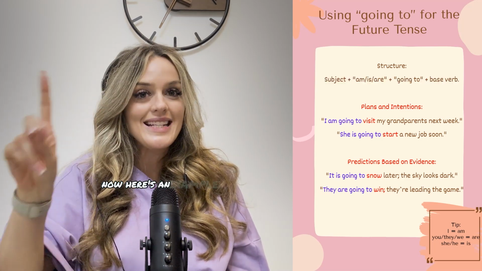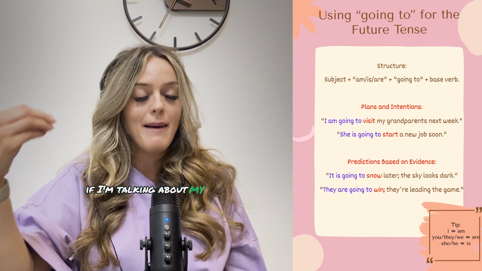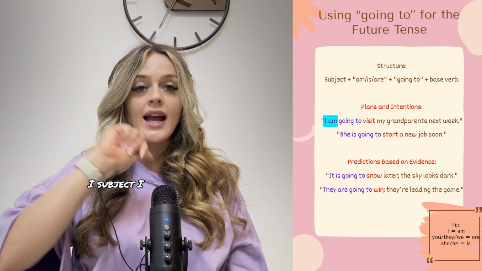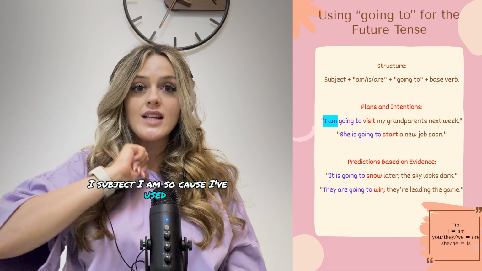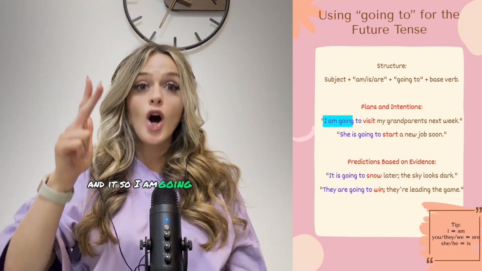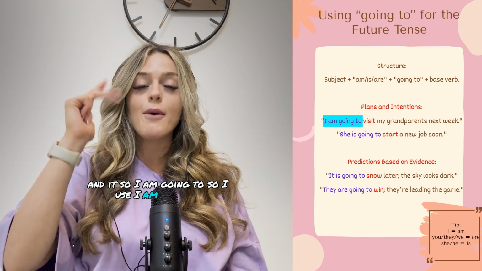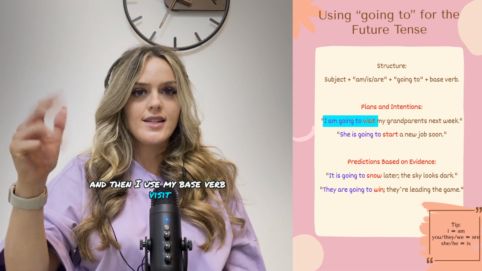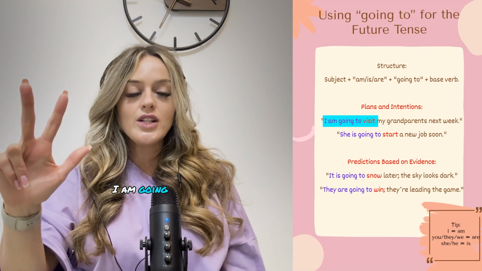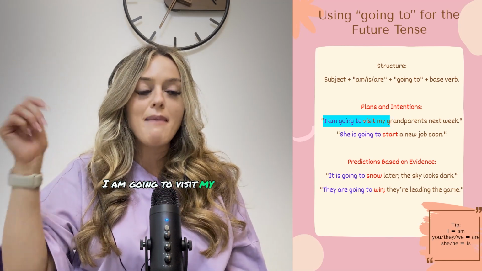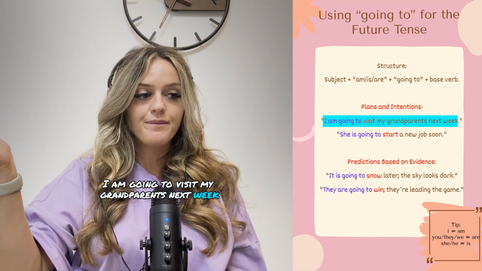Now, here's an example sentence if I'm talking about my plans. I, subject, I, am. So because I've used I, I have to use the word am. So I am going to. And then I use my base verb, visit. I am going to visit. I am going to visit my grandparents next week.